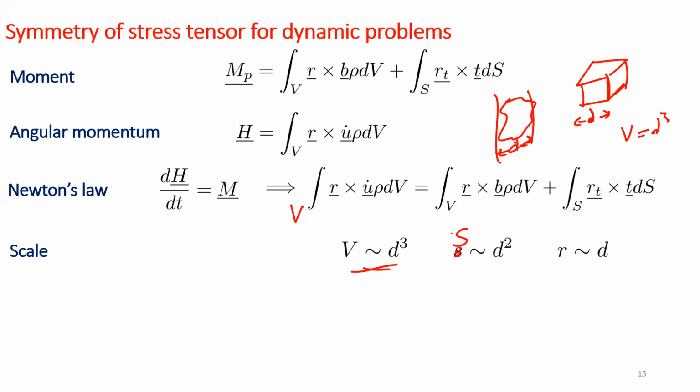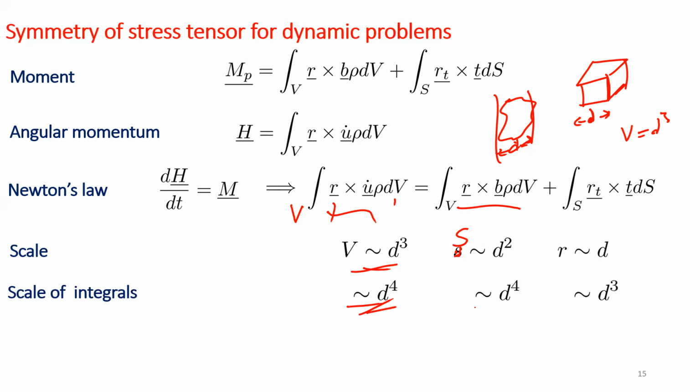Now, essentially, this means the integrals. I have r, I have dv, which means this integrand scales as d power 4. So does the second one, and the last one scales as d cube. Since the element size is small, d is a very small quantity, which means these two terms are infinitesimally small, which means this term also has to be small. That's the simplification step that I'm trying to use.